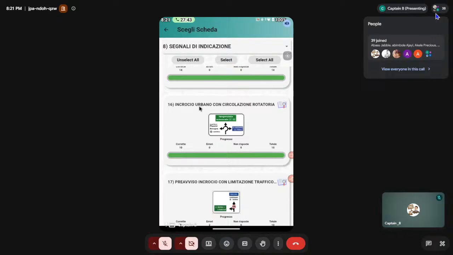Incrocio urbano con circolazione rotatoria. Look at it here again. Incrocio urbano. He's talking about city. The background is white, but inside the white, he has extra urbana and he has autostrada. You see? So in case you are going to autostrada, a road that leads to this city, you are going to use the direct road straight as you are coming out from your own city, because this is your city symbol.